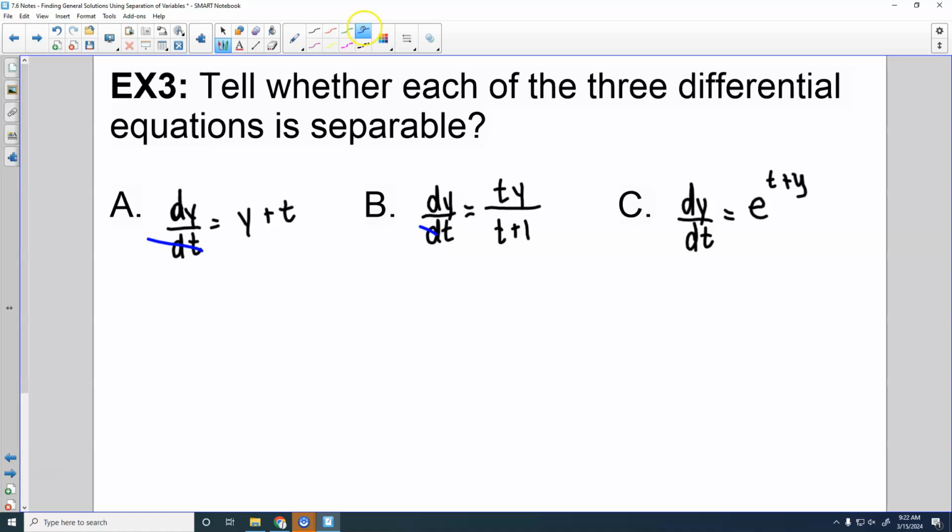Let's try to separate A. Okay? So we're going to try. So that means I need to get all of the T's on one side, all the Y's on the other. Right? So, first off, if I'm going to do that, I cannot keep that DT in the bottom. So I would probably start off every one of these by multiplying by DT. So, like, let's just go ahead and do all of them.